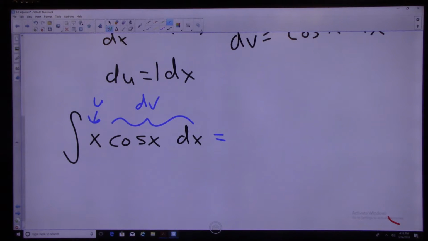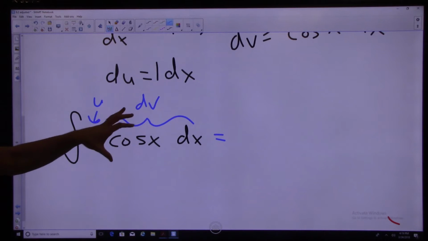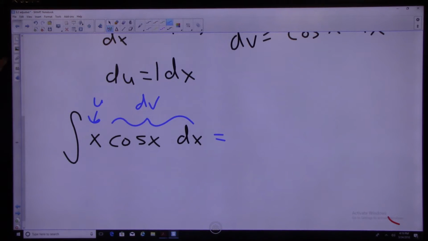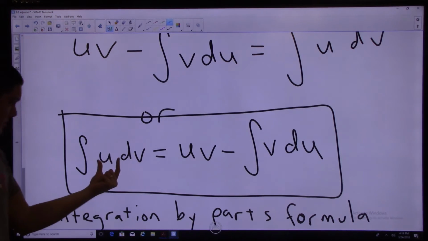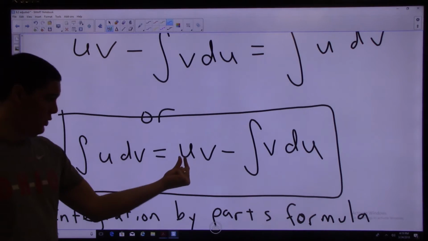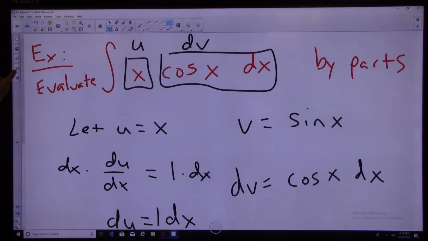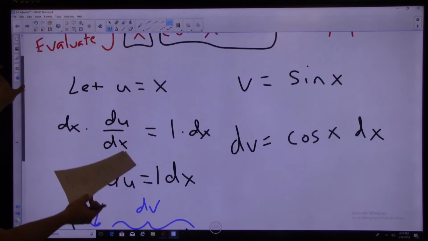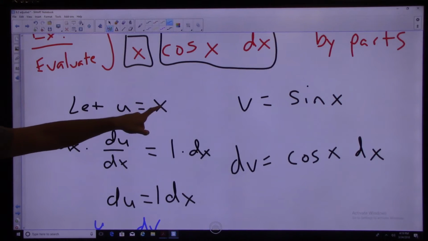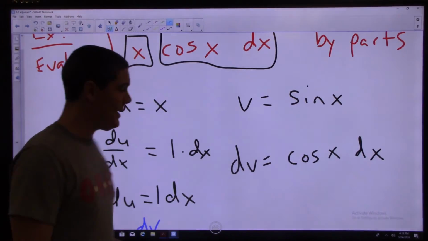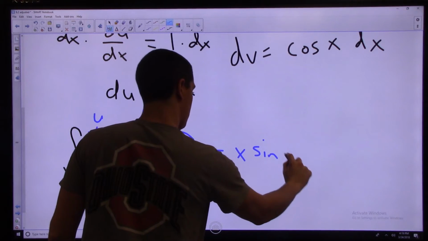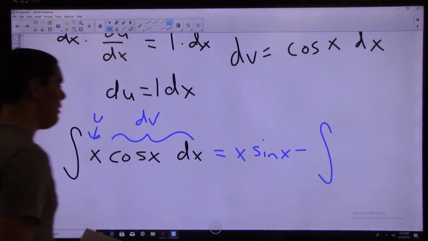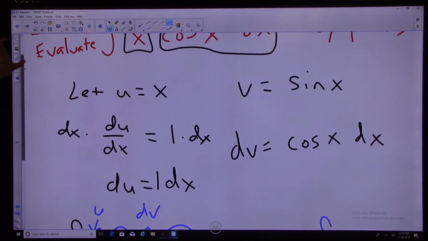Everybody agree? Okay, so let's just apply the formula now. All we need to do is go back and use this thing. The integral of u dv is going to be u times v. So let me write down u times v. Let's look back here. What's u? Well, it's going to be x. And what's v? Sine x. So it's going to be x sine x minus the integral of, let's keep it going.